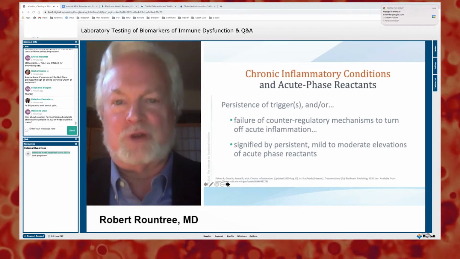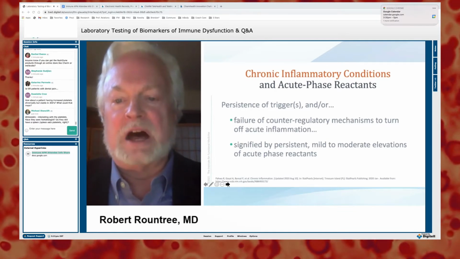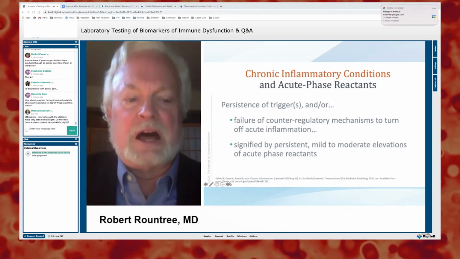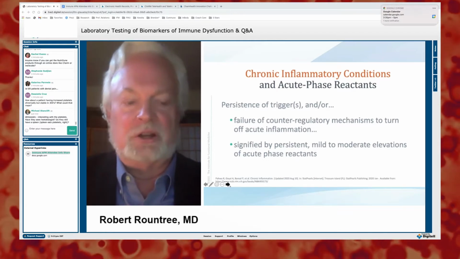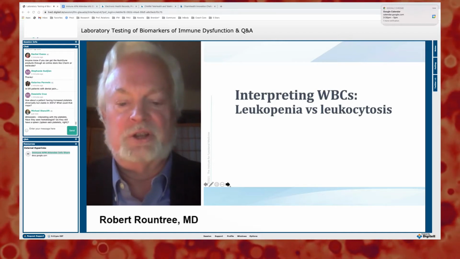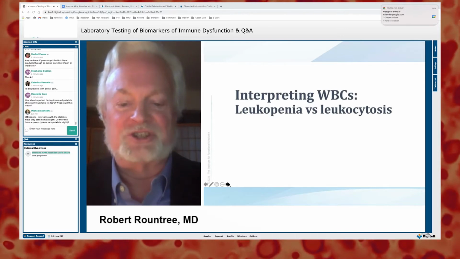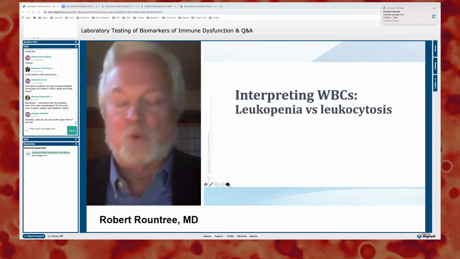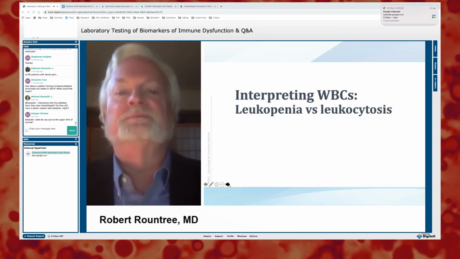And what you see with this chronic acute phase response is mild to moderate elevations of acute phase reactants. So mild to moderate elevation of highly sensitive C-reactive protein. It's simply called highly sensitive C-reactive protein because you need a better assay, not a different assay, just a more sensitive assay to look for small changes so you can distinguish between levels of 1, 2, and 3 versus levels of 5, 10, 15, or 20.